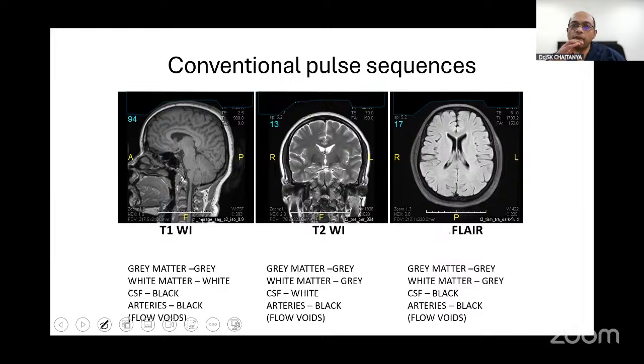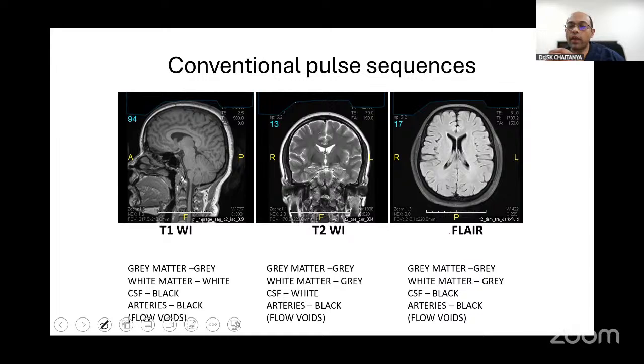In this slide, you will be able to see that in an MRI brain, these are the basic sequences which we usually follow: T1, T2, and a FLAIR image. In the T1 image, the gray matter, which consists of all the neuronal cell bodies, appears more gray, and white matter, which contains the axons arising out of the neurons, is white in color. The CSF, which is a fluid, is usually black in color, and arteries are also black.